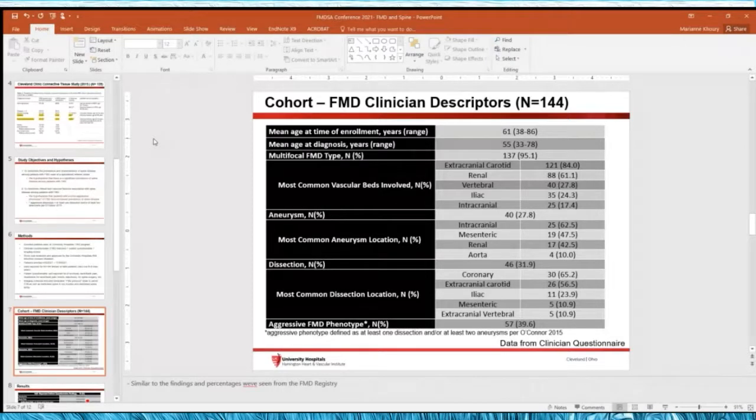And then about 95% of our patients had multifocal FMD, with the most common vascular beds being the extracranial carotids and the renal arteries. About 28% of our patients had aneurysms, and about 30% of our patients had dissection. And then about 40% of our cohort had this aggressive phenotype. And this is more or less similar to the findings that have been shown from the FMD registry cohort.